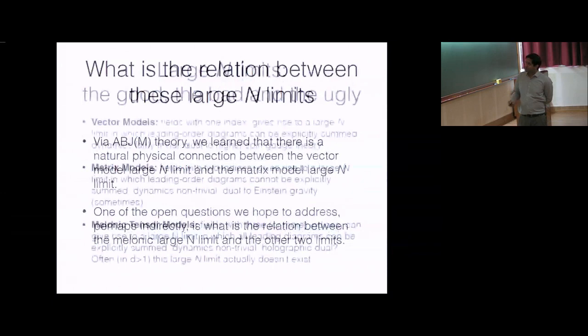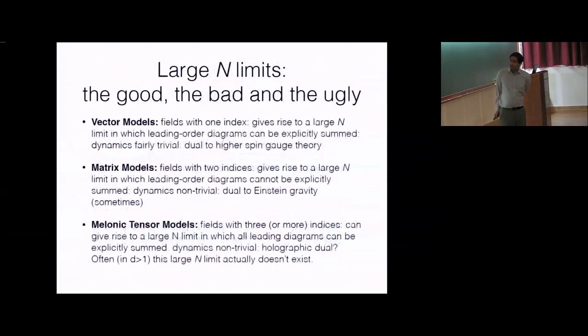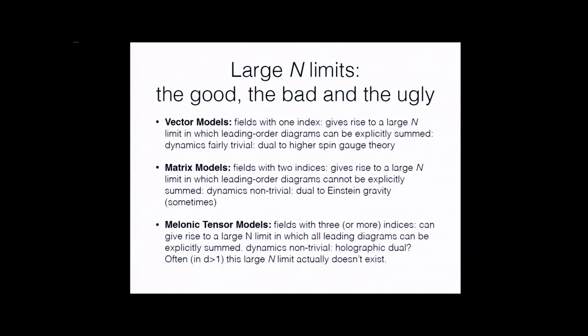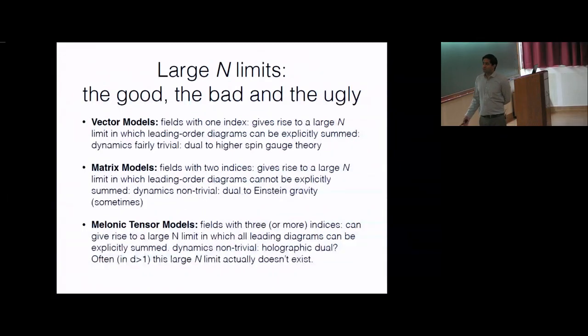Again, we now know 3 different large N limits. There are vector models, which are fields with 1 index, and these give rise to a large N limit in which the leading order diagrams can be explicitly summed. Their dynamics are similar to free field theories, and even in the case of interacting models, we now have candidates for their holographic duals, which are higher spin gauge theories.